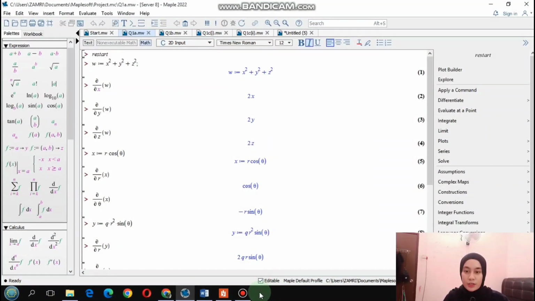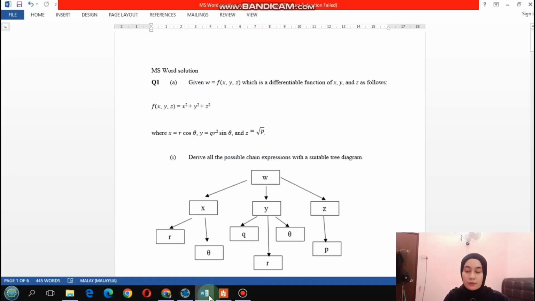My name is Syahirah binti Mohd Salleh with metric number DE210050. I'm from class Multivariable Calculus, section 7, group 1. Today I'll be presenting question 1.